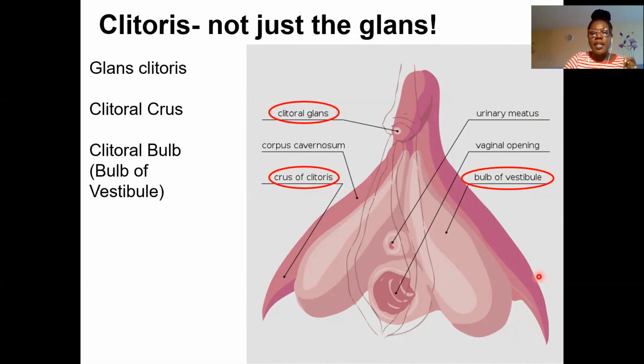And then we have the clitoral bulb, also called the bulb of the vestibule, which again is this hidden component of the clitoris that although we cannot see it, it also has the same nerve endings and same vascularization and same sensitive nature that the glans of the clitoris itself has.